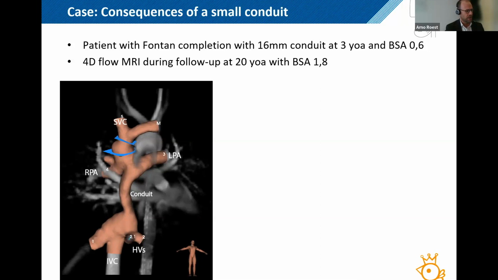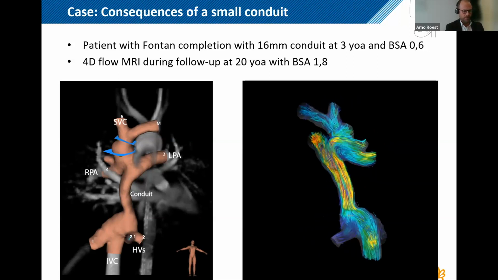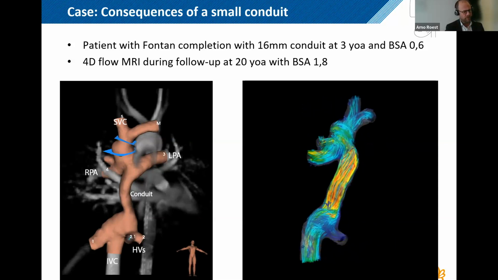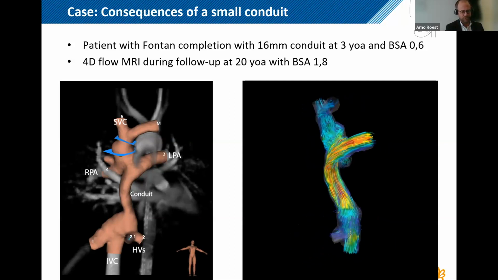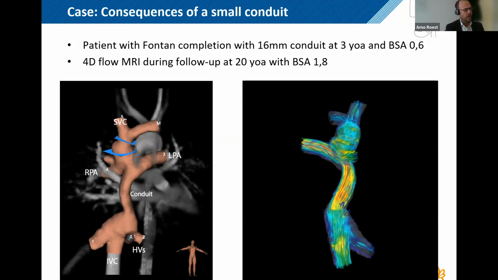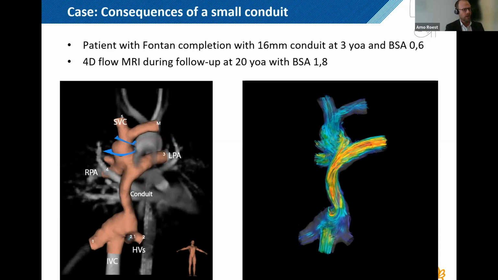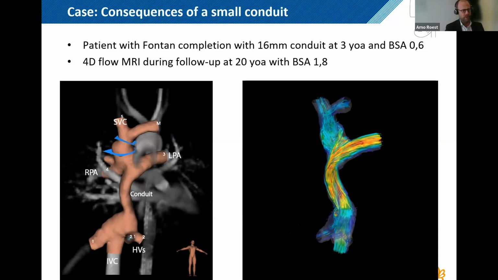You can nicely see that there is dilatation of the inferior caval vein, of the liver veins, going into the rigid conduit that looks quite smallish. When you look at the velocity patterns over there, you can see an acceleration from the inferior caval veins, hepatic veins, towards the conduit, extending into the left pulmonary artery.